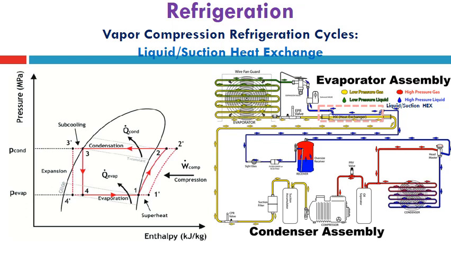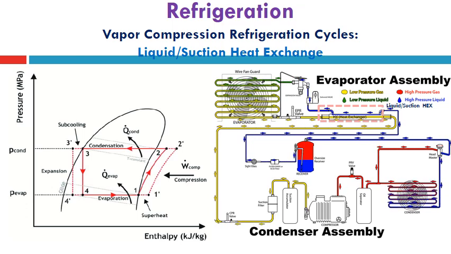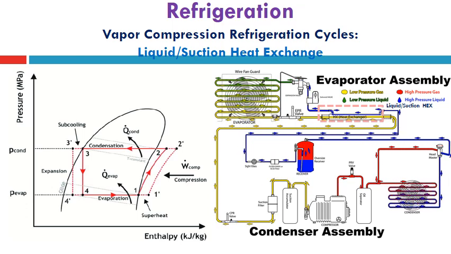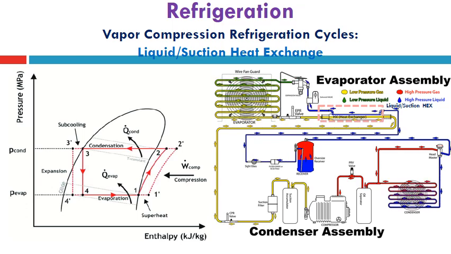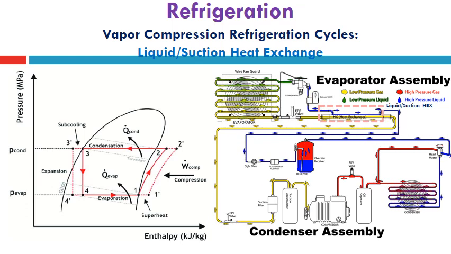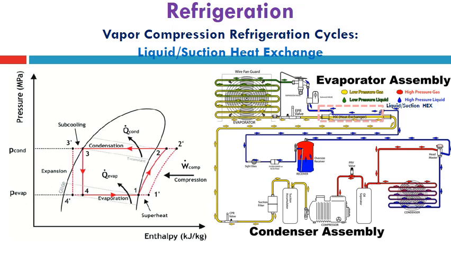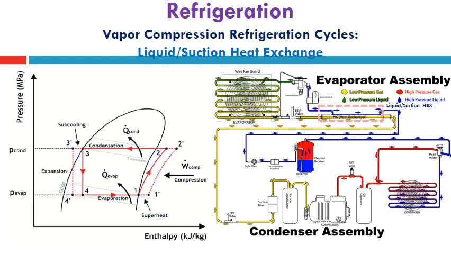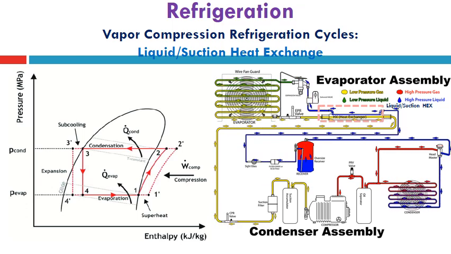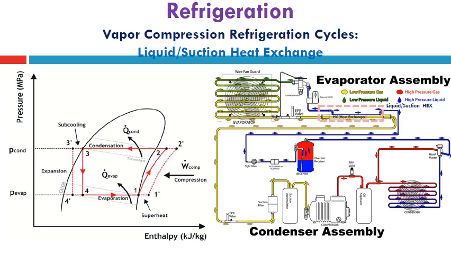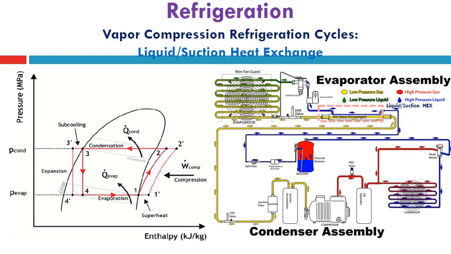Here we can see again the four main components of the vapor compression cycle, complete with the special system components which the system may be equipped with to ensure the function of the vapor compression cycle. Especially, we will highlight in this slide the liquid suction heat exchanger, which is located just upstream of the evaporator, between the liquid line before entering the expansion valve and the suction line after going out from the evaporator.